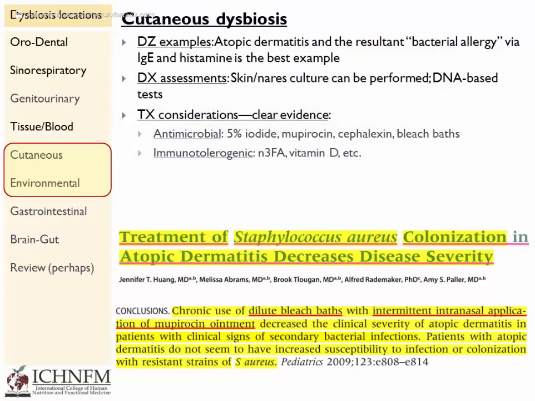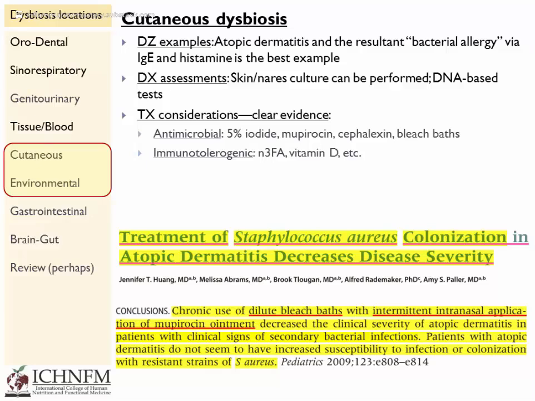Cutaneous dysbiosis, disease examples are atopic dermatitis and the resultant bacterial allergy that I detailed in the book. This bacterial allergy occurs via IgE and histamine, and I think it's a classic example of bacterial allergy, again, that I detailed and kind of built that paradigm within the accompanying clinical monograph that you have.